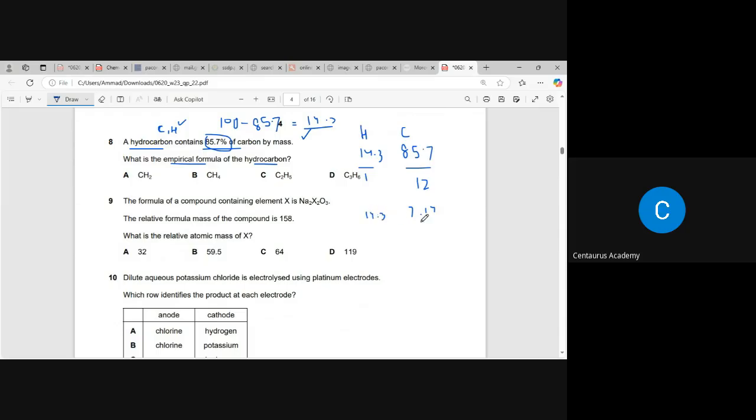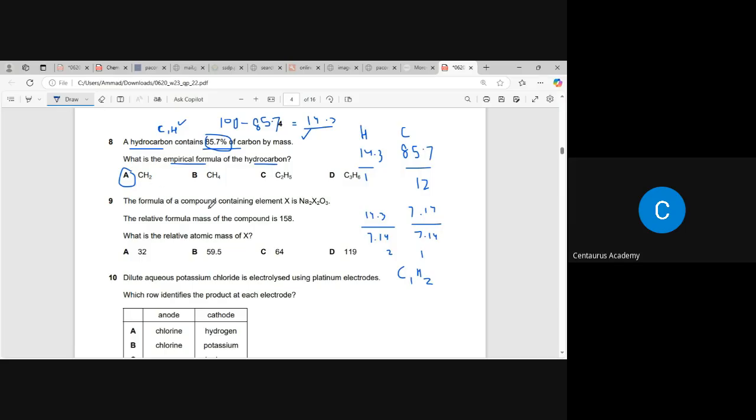The smallest number out of these two is 7.14. We're going to divide them both by 7.14, which gives 1 and 2. So hydrogen is 2, carbon is 1, and you cannot simplify it further. This is the simplest whole number ratio, which is 1 to 2. So CH2, which is A, is the right answer. Moving on to the next question.